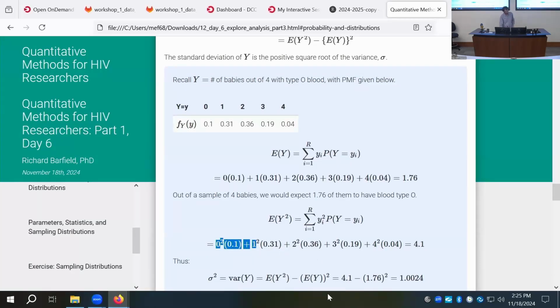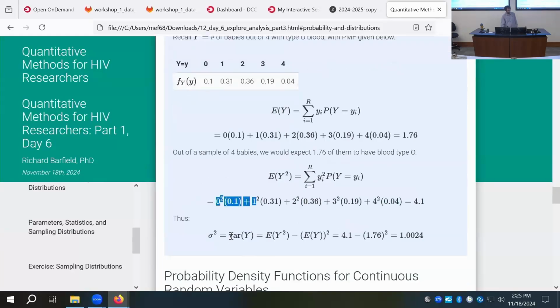Okay. So then our estimate of the variance is going to be the expected value, the second moment, minus the first moment squared, which is going to come out to 1.0024. That's kind of our measure of variance of this data.